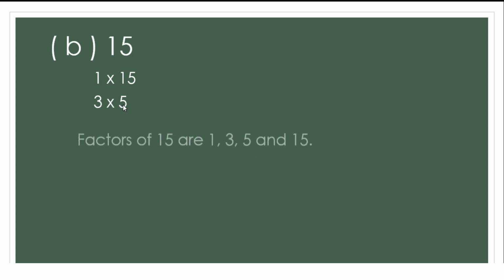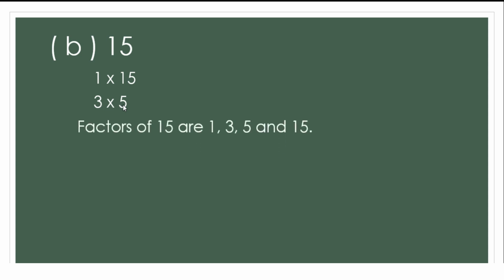Next, question B. Very easy number. What numbers will you get as factors of 15? 1. Do we get it in the 2 table? No, because 15 is an odd number which will never come in an even number table. Okay. So 1 15 is 15 and 3 5s are 15. So factors of 15 are 1, 3, 5 and 15. Is it easy to find, children? Yes. Let us move on to the next one.